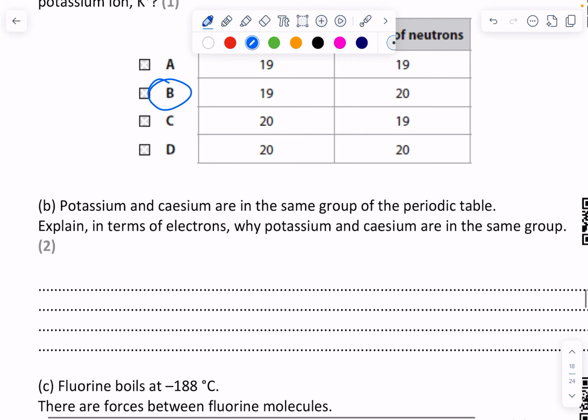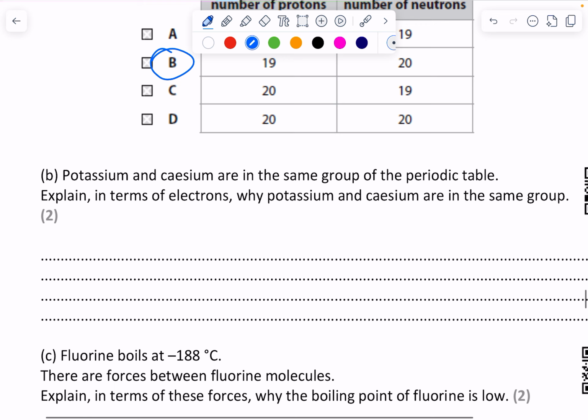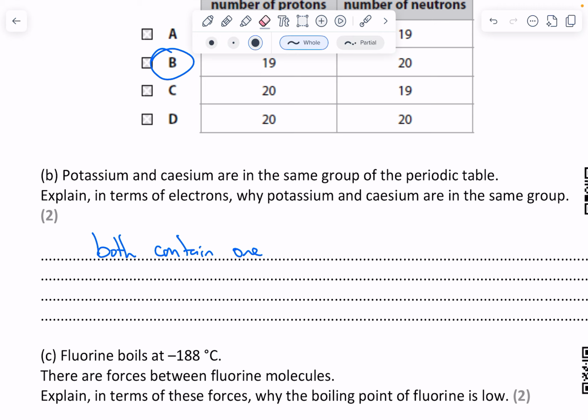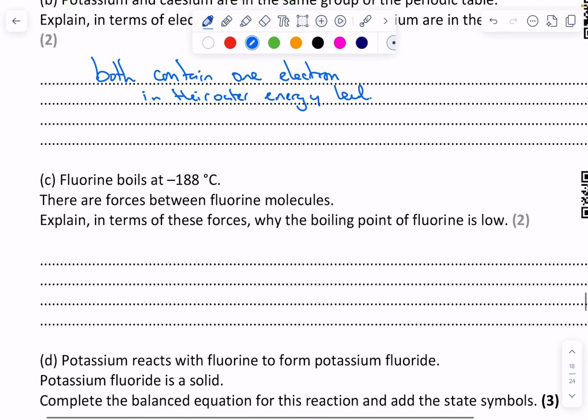These guys are in the same group. Explain why, in terms of electrons, they're in the same group. So in this case, both contain one electron in their outer energy level, and 1 mark for each statement there.